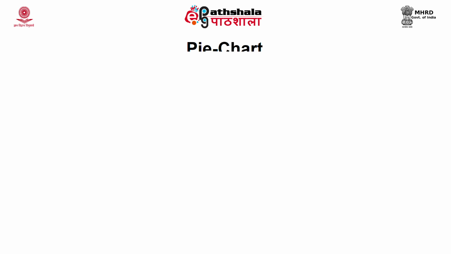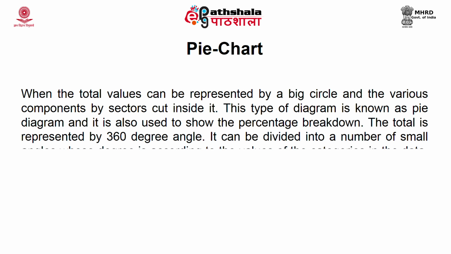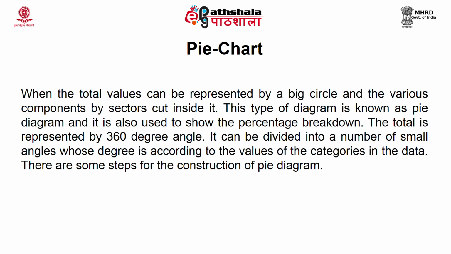Now we are going to discuss one more diagram, that is the pie chart, where the total value is represented by a big circle and the various components are sectors cut inside it. This type of diagram is known as a pie diagram. It is also used to show the percentage breakdown. The total is represented by a 360-degree angle. It can be divided into a number of small angles whose degree is according to the value of the categories in the data. There are some steps for the construction of a pie diagram.